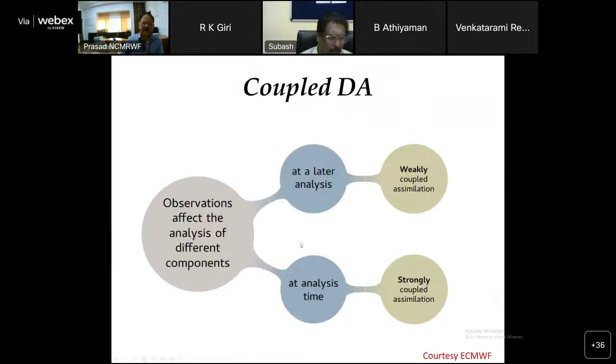This is the schematic diagram of the coupled data assimilation, showing what is weakly coupled and strongly coupled. As shown earlier, in the weakly coupled case the analysis stage is separate, whereas in strongly coupled systems, both observations are used together in the same analysis system.